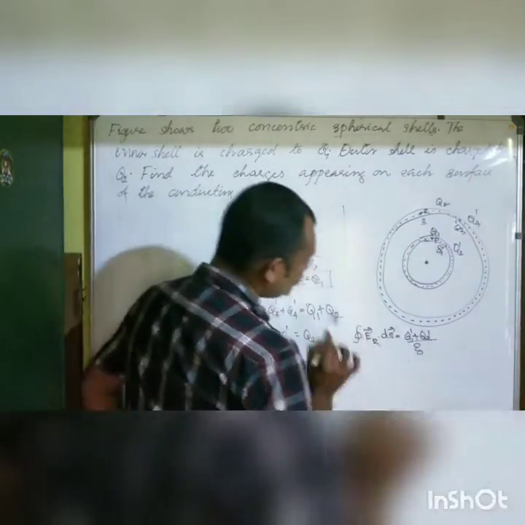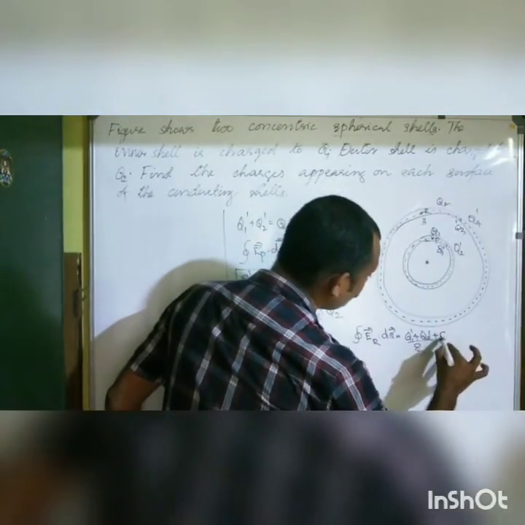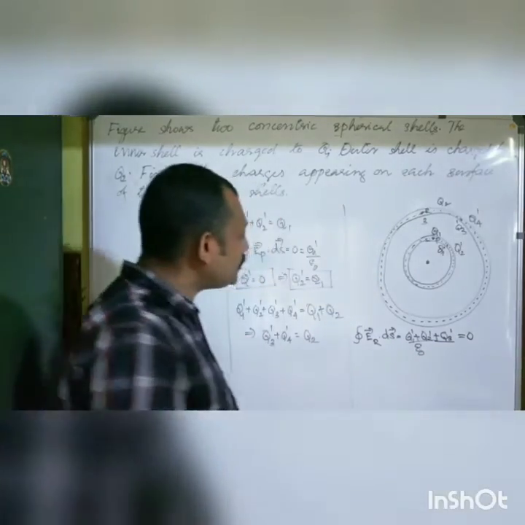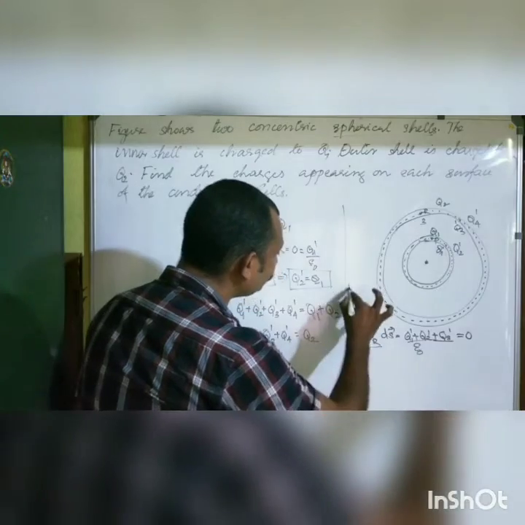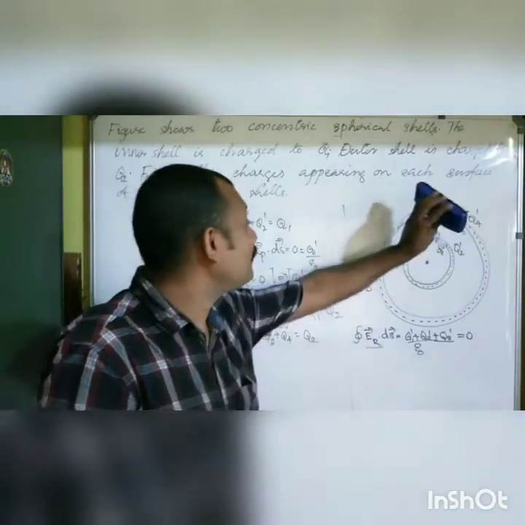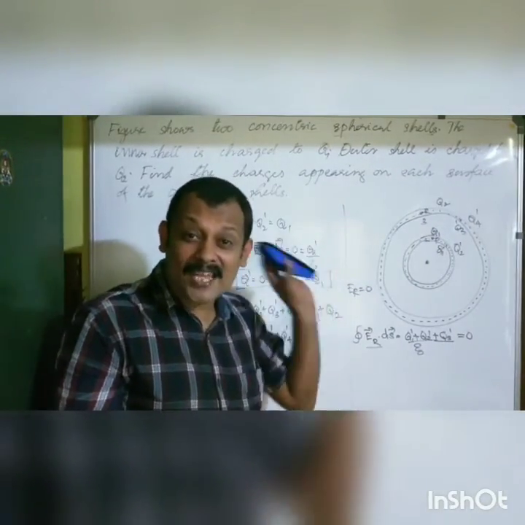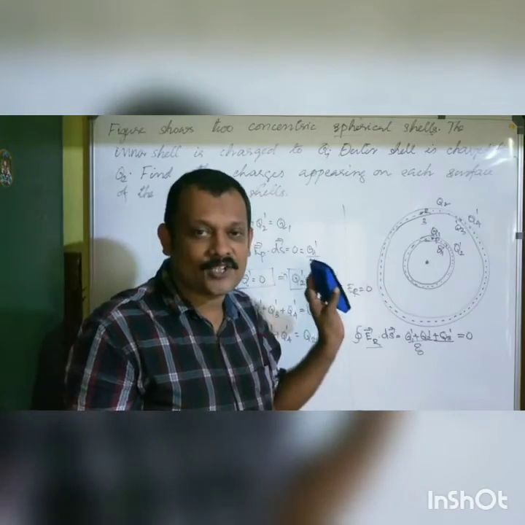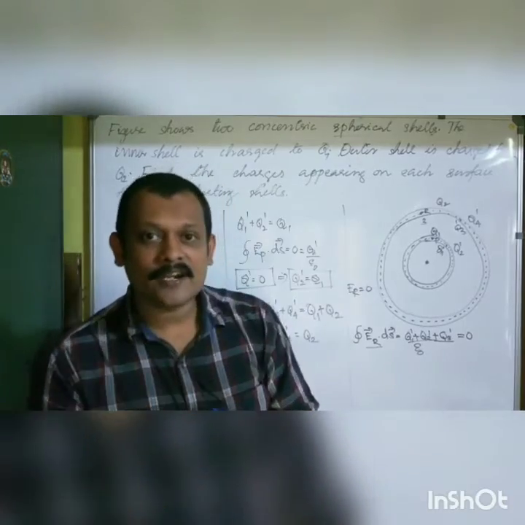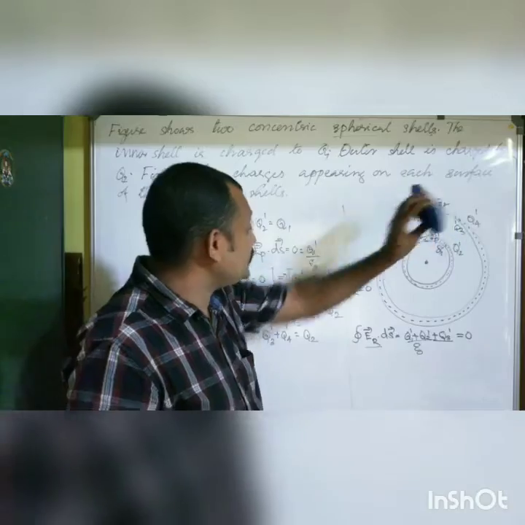So this is Q1 dash plus Q2 dash plus what? Charge enclosed. That also Q3 dash, right? That should be equal to 0. Why 0? Because E is equal to 0. Why is E equal to 0? Because it's a conducting sphere. It's a conducting shell. And the electrostatic field inside a conductor is 0. That you have learned in yesterday's class, don't you? That's the reason why I say E is equal to 0.